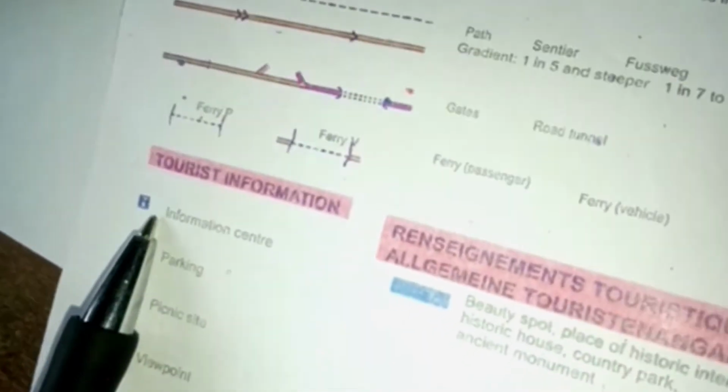Good. And the next one, information center. How will I know an information center? I go to the key. I come here, tourist information. I look at it. This is what we mean by an information center.